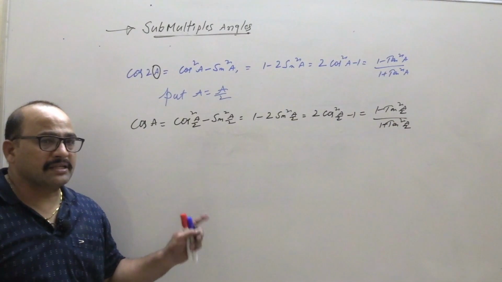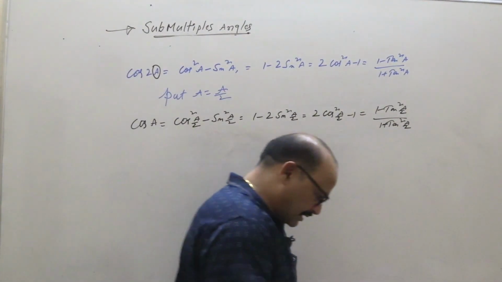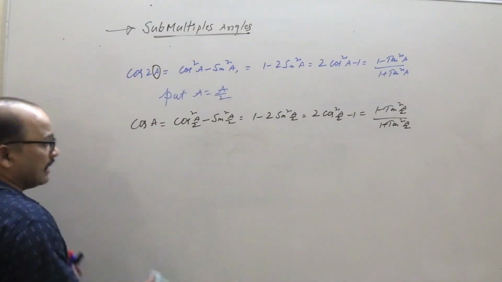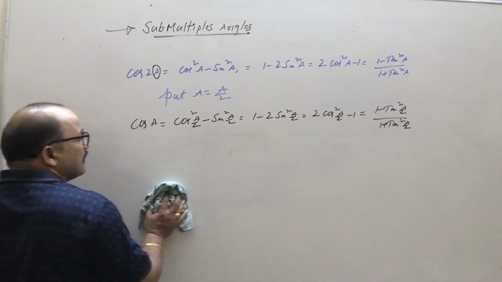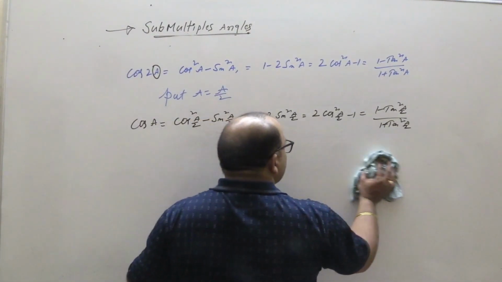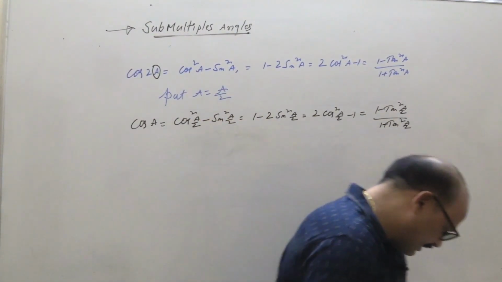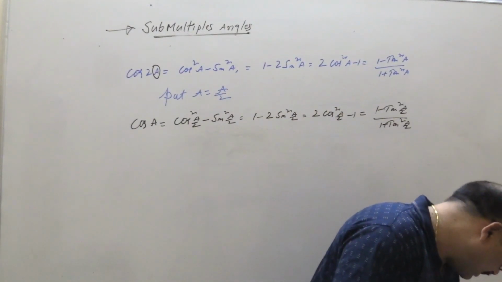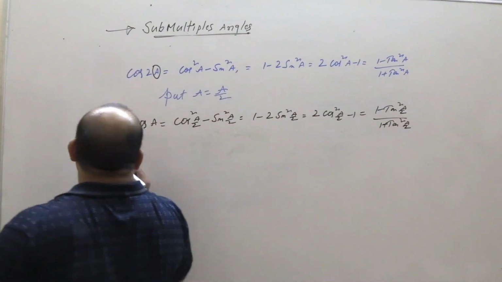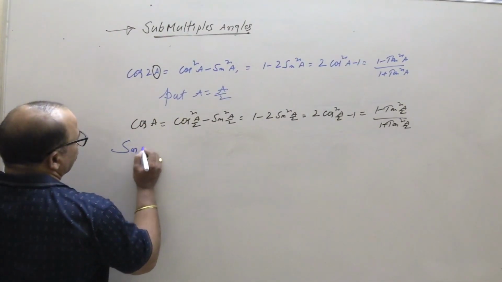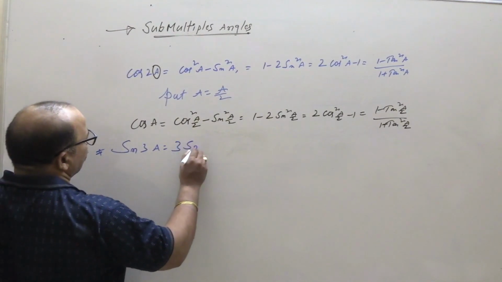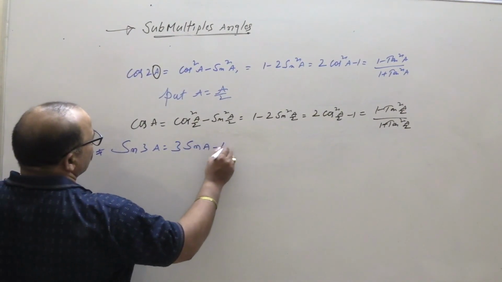Totally by submultiple angle. Same story, the sine formula, sin 3A equals 3 sin A minus 4 sin cube A. So that is also important, students. Sin 3A equals 3 sin A minus 4 sin cube A.